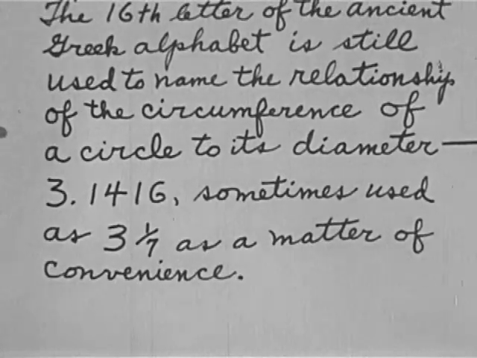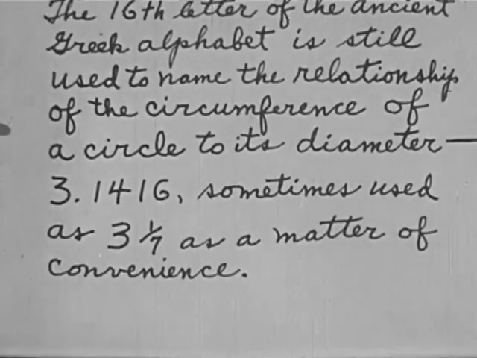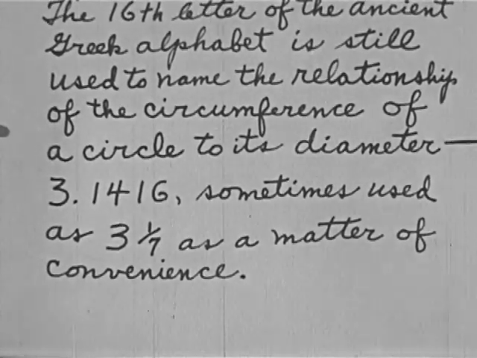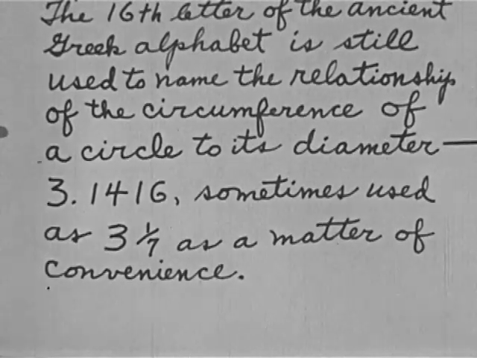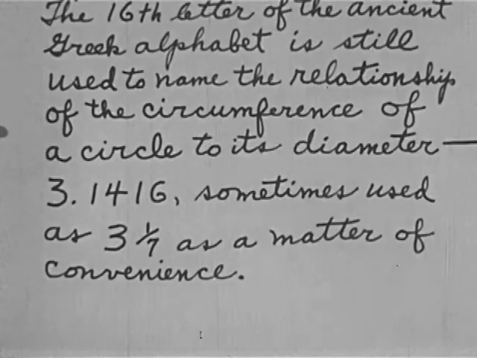And from the Greek alphabet comes the name. The 16th letter of the ancient Greek alphabet is still used to name the relationship of the circumference of a circle to its diameter, 3.1416, sometimes used as 3 1/7 as a matter of convenience.